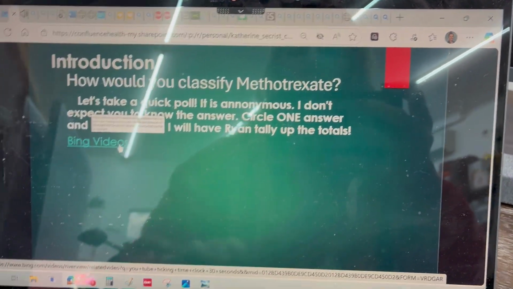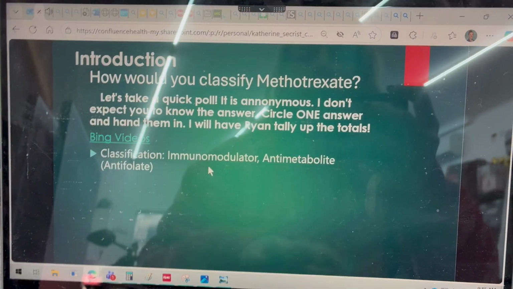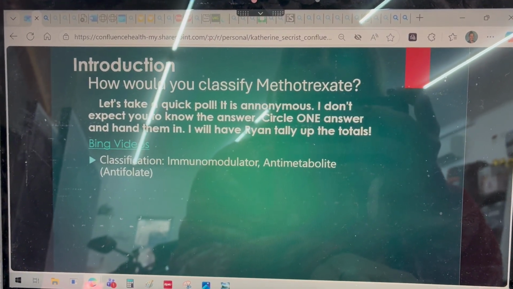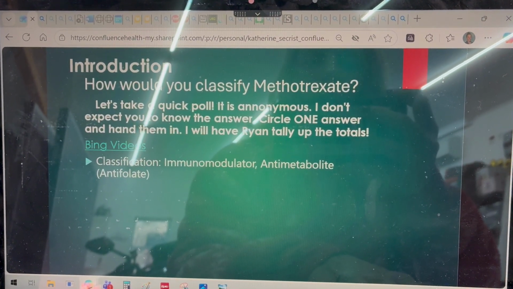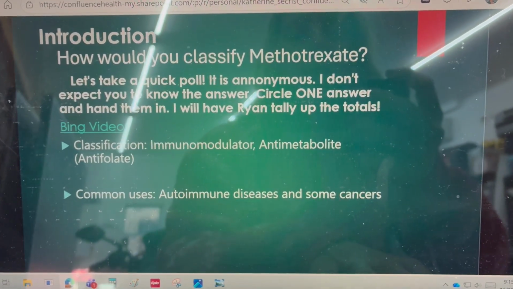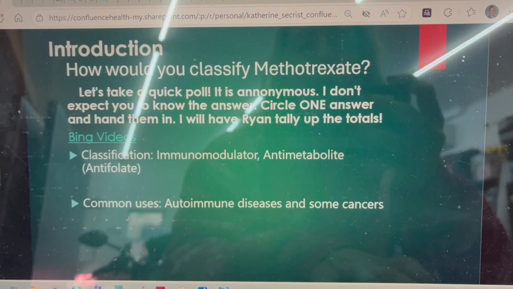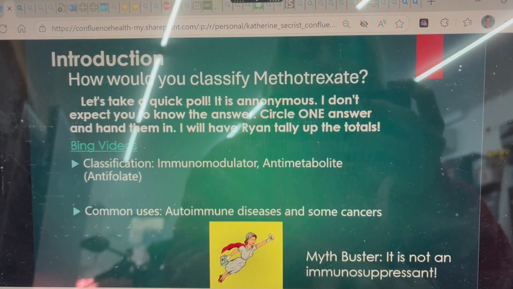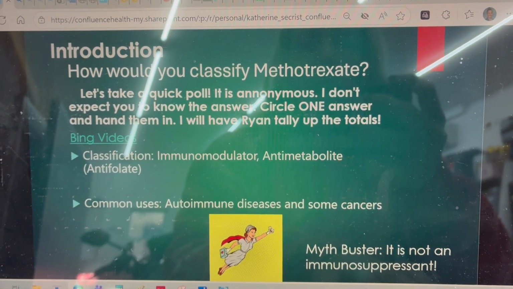There are actually two classifications. It's an immunomodulator and an antimetabolite, also known as an antifolate. Common uses: autoimmune diseases and some cancers. Mythbuster: it is not an immunosuppressant.